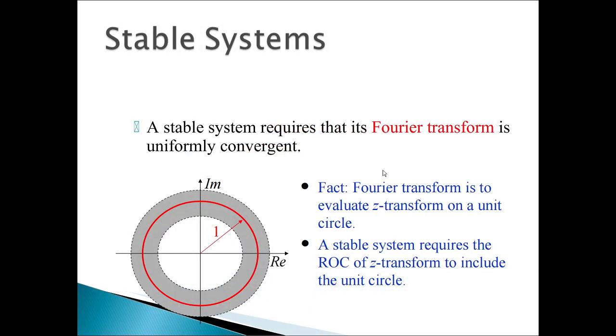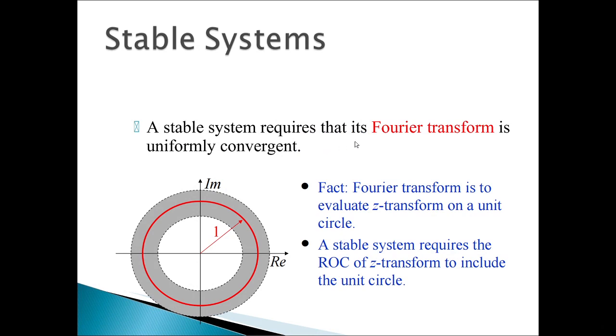Now, the region of convergence in the case of the Laplace transform is either a strip or a rectangle, but in the case of the Z transform, we get the region of convergence in the form of circles.